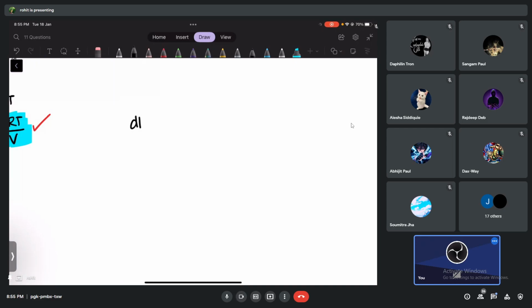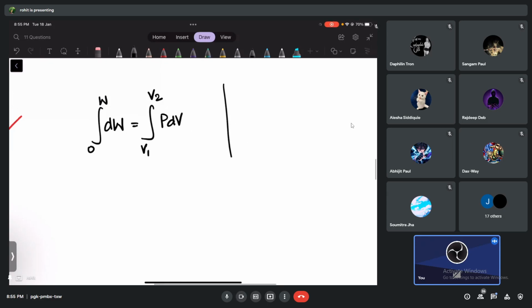So dW equals, integration from 0 to W, let me write again, P dV from a volume V1 to a volume V2. And just now I told you, from V1 to V2 the pressure does not remain constant, but the pressure depends inversely on the volume with a power gamma. So I'm going to replace that right now.